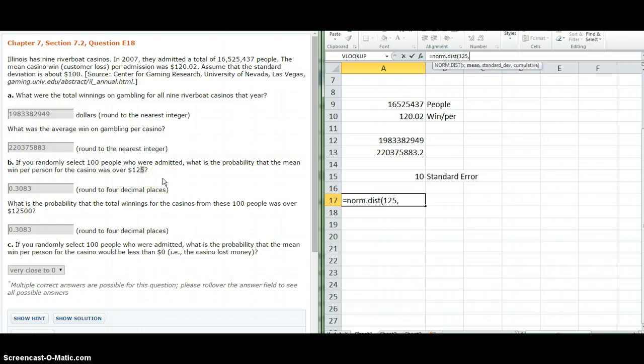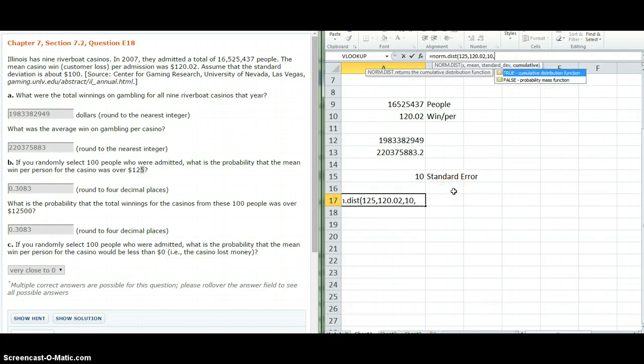Now I have a mean that I need to put in. This is my population mean of 120.02, asking me for the standard deviation. Because I'm working with a sample of 100 people, I need to put in the standard deviation of all samples with 100 people, which is 10. Notice that's not the 100.